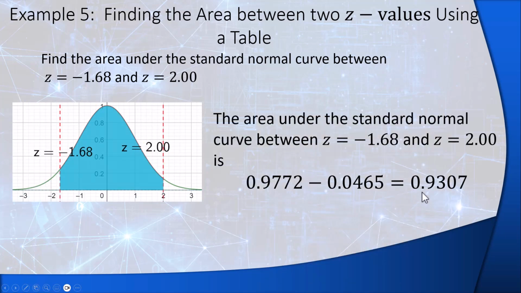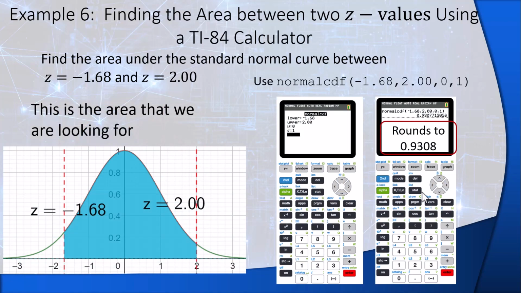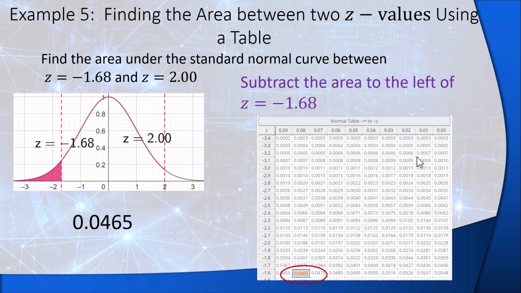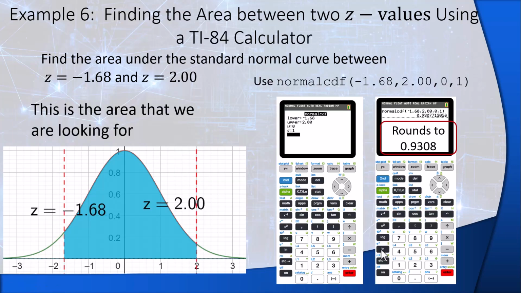Which answer is actually more accurate or more precise? Actually, let's go with accurate. This would likely be the more accurate answer because it uses more precision than the other one does, or uses more decimal places. In the table lookup, we are actually losing information because we are not accounting for all the values beyond the 4th decimal place.